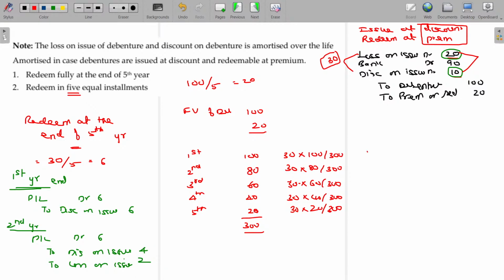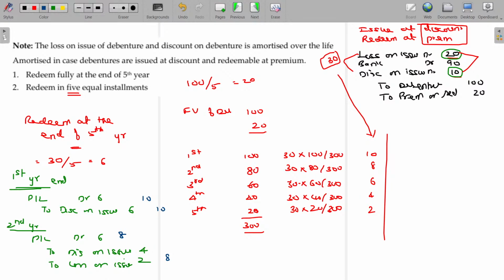Then this value being 10 rupees in the very first year, then 8, 6, 4, 2. That's how the loss may be amortized. This 30 rupees will be amortized over the periods. In the very first year, you amortized 10 rupees. Next year, 8 rupees, and so on. That's how you can amortize.